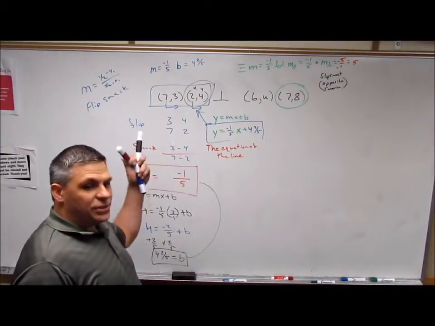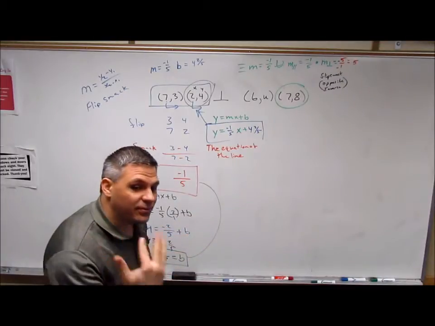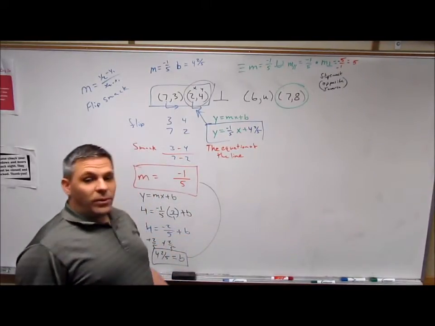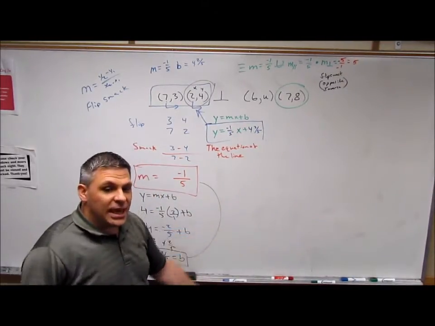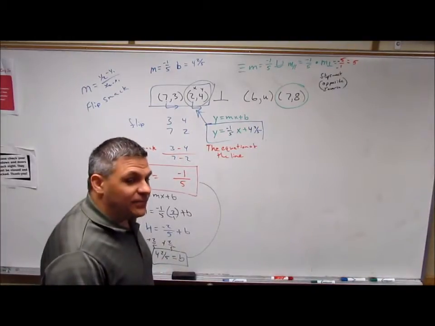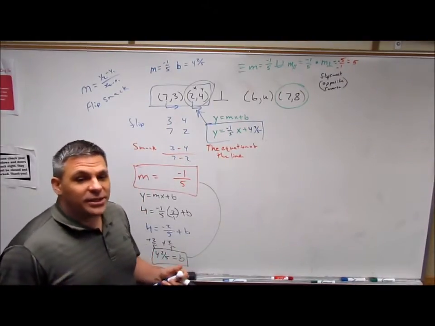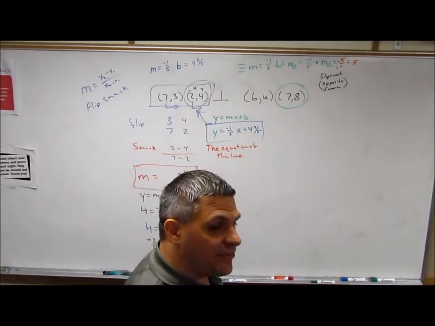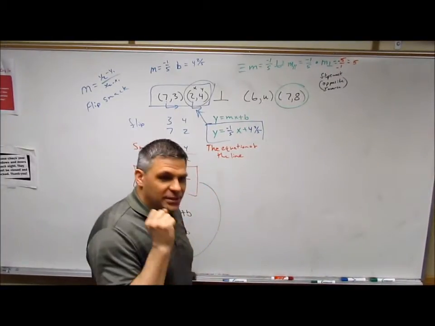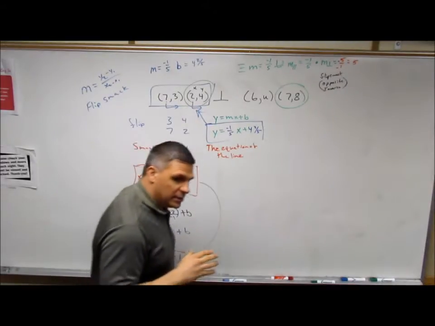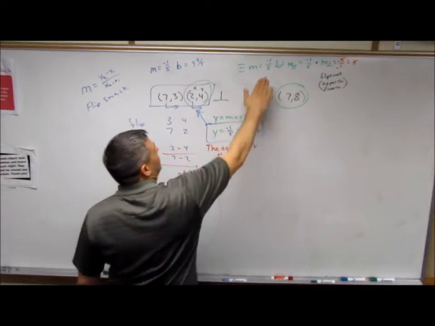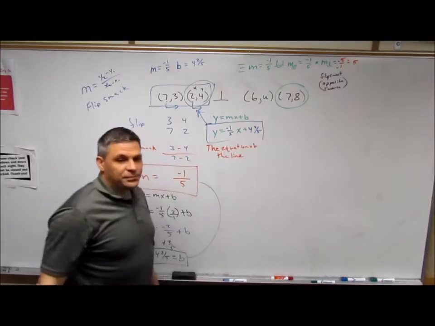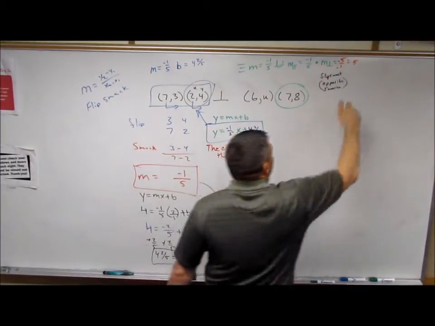If it was 2/3, now it's negative 3/2. If it was 4/5, now it's negative 5/4. If it was negative 1/3, then it is positive 3. You just flip it, smack it. So it was negative 1/5. Now, it's 5.